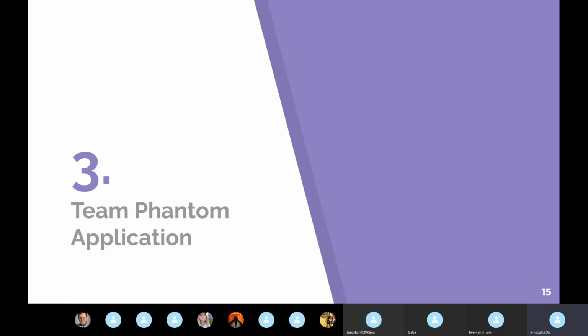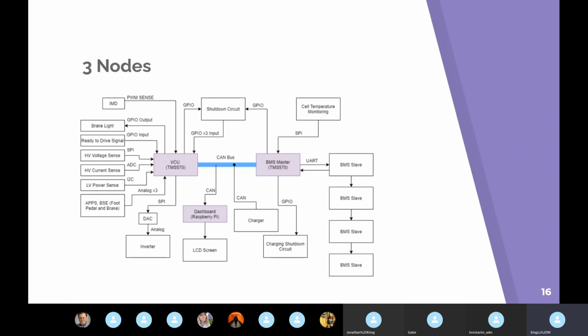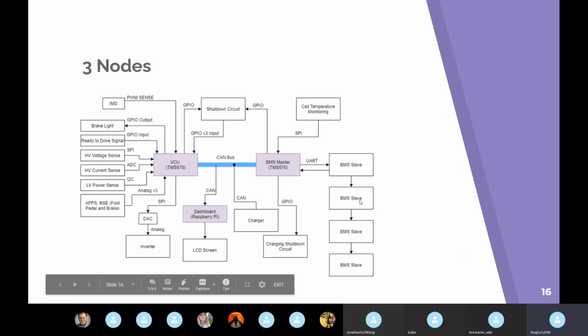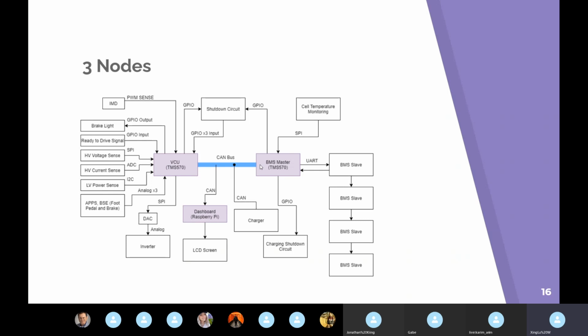So now we're going to talk about how we're using it for our vehicle. Again, our 3 nodes are the VCU, BMS, and dashboard. I'm sure you've seen diagrams like this already, but CAN is going to be this main bus here. And this should be blue, I guess, but it's going to be here.